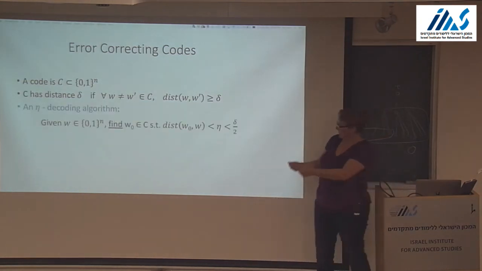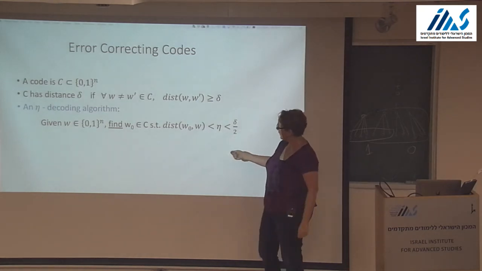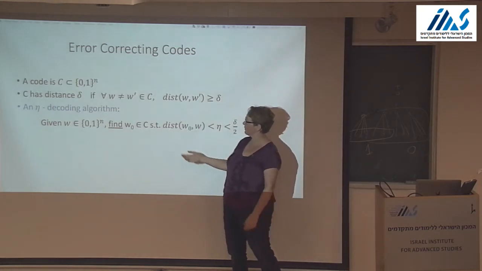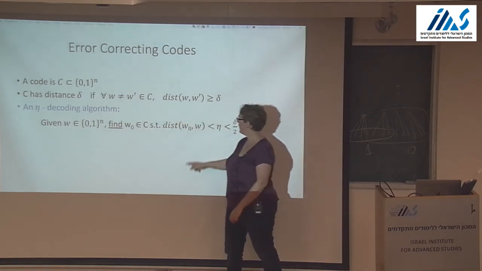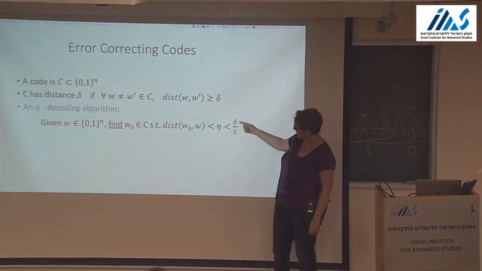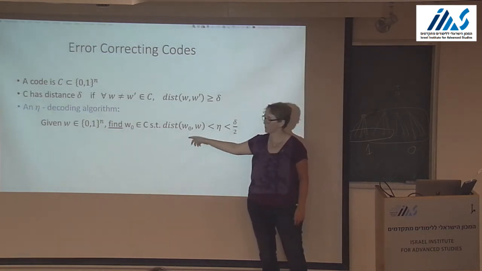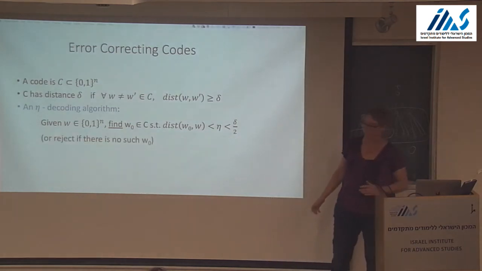And we're interested in codes that you can actually decode in polynomial time. A decoding algorithm gets some word W, which doesn't have to be in the code, and it needs to find some word in the code that has distance from W smaller than delta over 2. Because of this distance guarantee, there's only a unique answer, and this is what the algorithm should output. Or, of course, if there is none, it should say there is none.